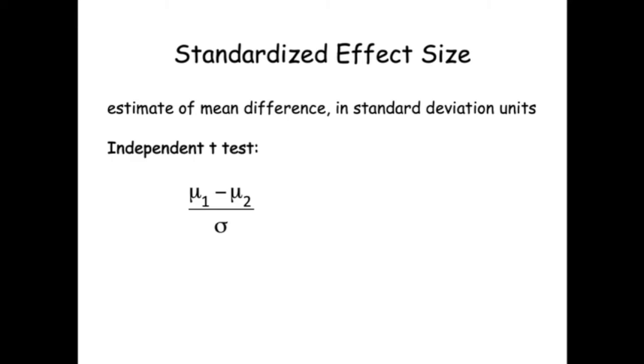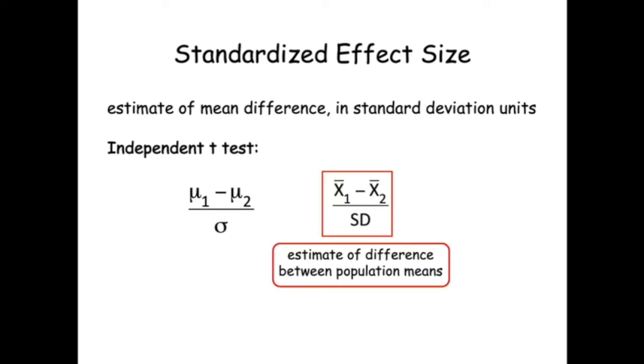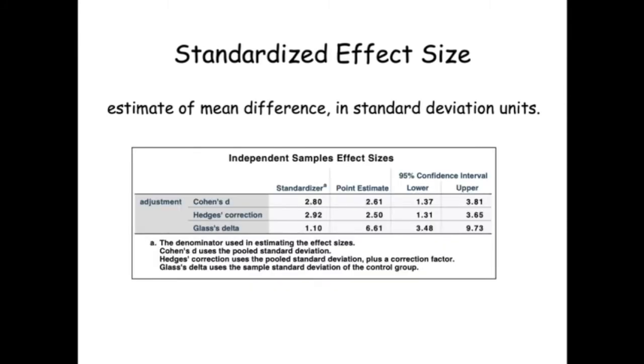Another type of estimate is the standardized effect size. For an independent t-test, this is an estimate of the real difference between population means in standard deviation units, and it's calculated using sample data. SPSS produces standardized effect size estimates with the t-test output. Here is the effect size table for post-surgical adjustment. Cohen's d is the most commonly reported measure, but we can't use a pooled estimate of the standard deviation because the equal variance assumption wasn't met.